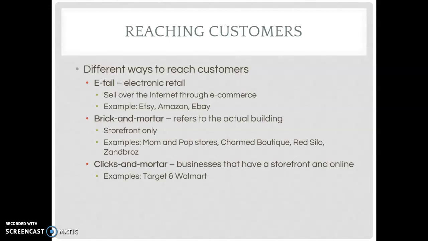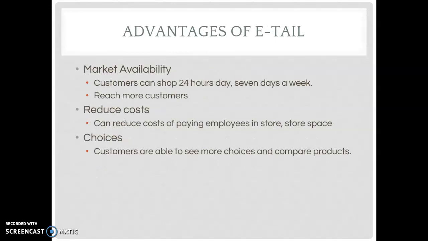And so a lot of times we're seeing stores that have both ways to reach customers. And that brings me to our next one, which is called clicks and mortar. Clicks and mortar are businesses that have an actual storefront, an actual physical building location, and then they're also able to sell online as well. A perfect example of this would be Target and Walmart. So I could either physically go to Target and buy products, or I can order and buy those products online from them. So those are 3 different ways that we can reach our customers.